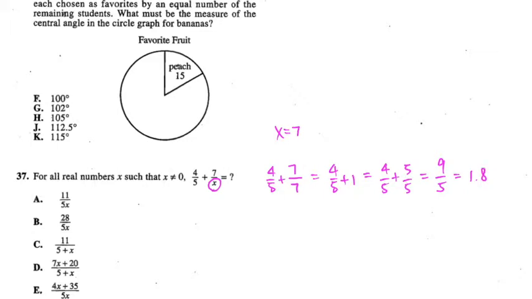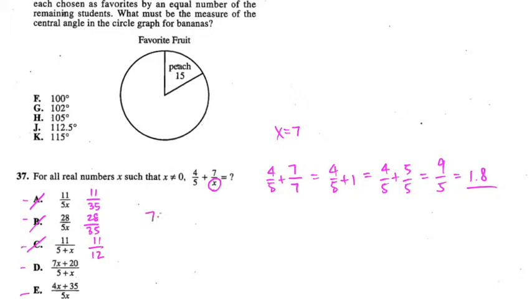So then the question is, which of these answer choices gives us a 1.8 or a 9/5 when we plug in x equals 7? This would be 11 over 5 times 7, which is 35. That is not greater than 1. We want a number greater than 1 but less than 2. That's not our answer. 28 over 5 times 7 is 35. That's also a number less than 1. 11 over 5 plus 7, which is 12. That's also less than 1.